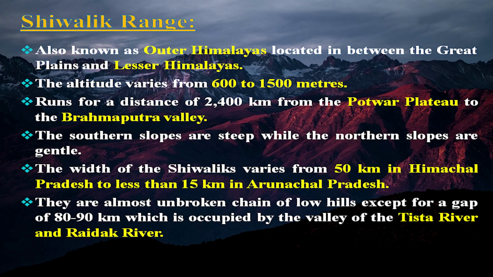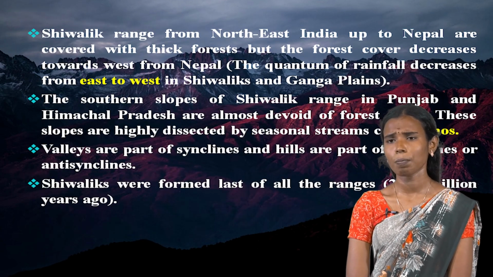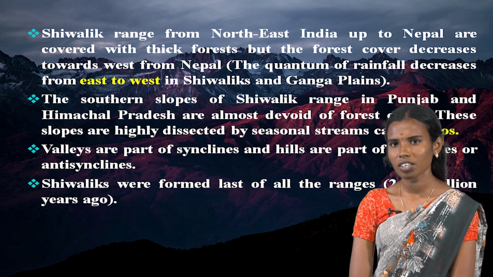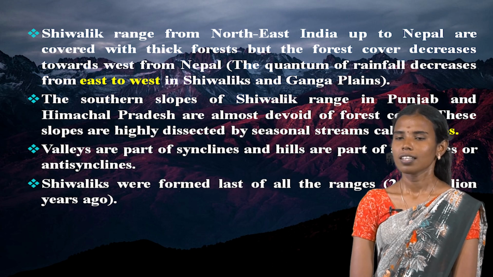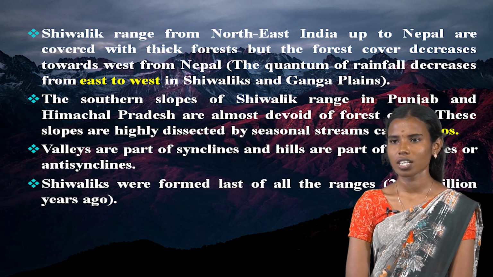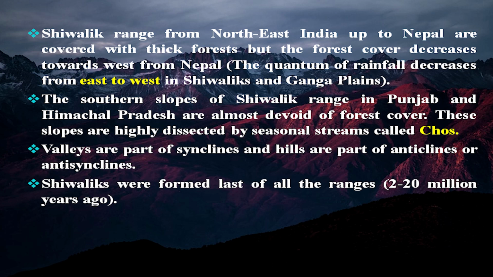The Shivalik width varies from 50 km in Himachal to 15 km in Arunachal Pradesh. They are an almost unbroken chain of low hills except for a gap of 80 to 90 km which is occupied by the valley of the Tista and Raidak rivers. The Shivalik range from northeast India up to Nepal is covered with thick forests, but the forest cover decreases towards the west from Nepal. The southern slope of the Shivalik range in Punjab and Himachal is almost devoid of forest and vegetation. These slopes are highly dissected by seasonal streams called chos.